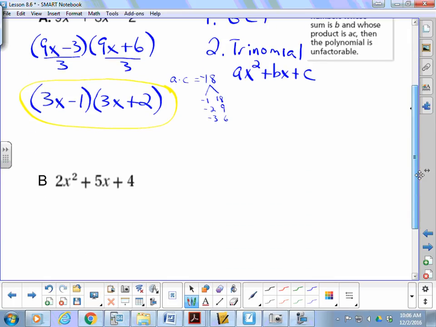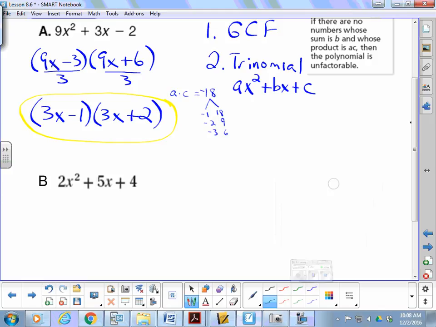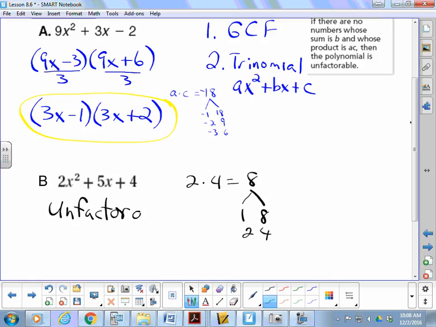All right, so you try letter B. Multiply a times c, 2 times 4 is 8. Factors of 8: 1 and 8, 2 and 4. None of them add up to 5, so this is unfactorable. Okay. And sometimes that'll happen.